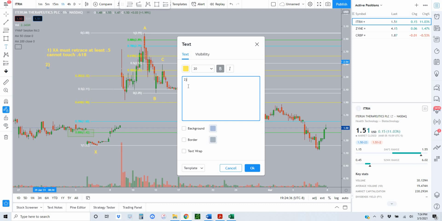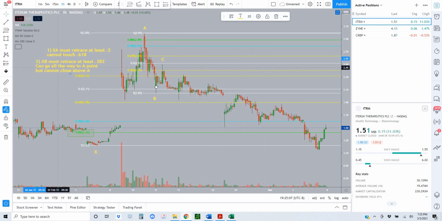For position number 2 or requirement number 2, that's going to be A to B must retrace at least 382. It can go all the way to A point, but cannot close above A. Okay? Let me just explain what I meant right there.